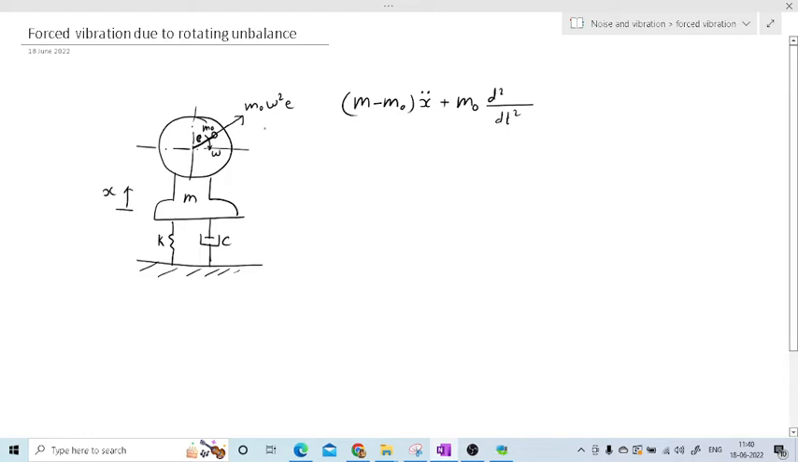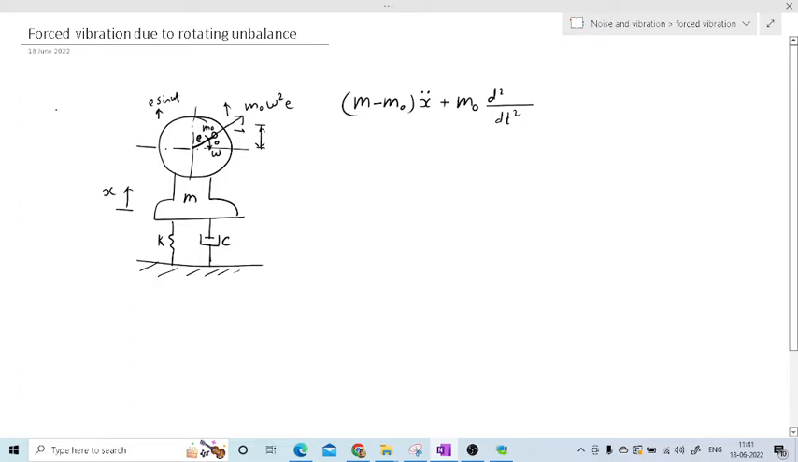This is x displacement along with this vertical displacement. So how to consider this vertical displacement? For that we will have to resolve this one. Suppose this angle is theta, then this vertical will become sine. So we will have to take the vertical component of this radius. So this will become e sine omega t. So the vertical displacement of this one is e sine omega t.